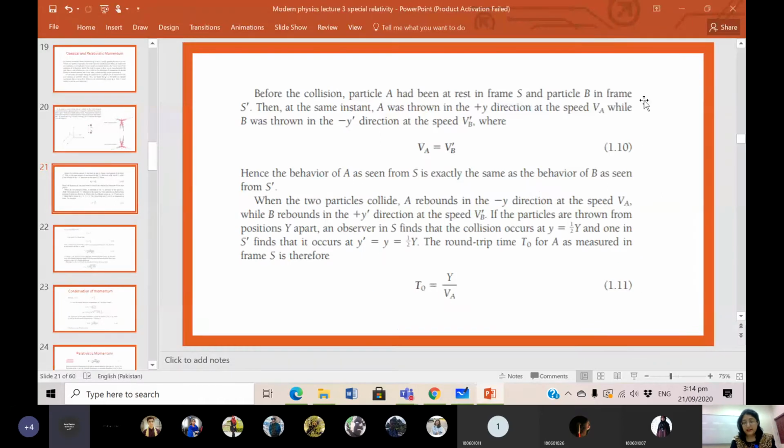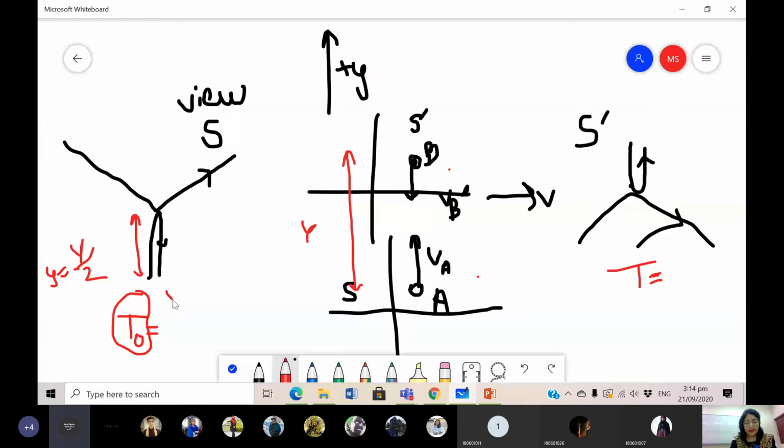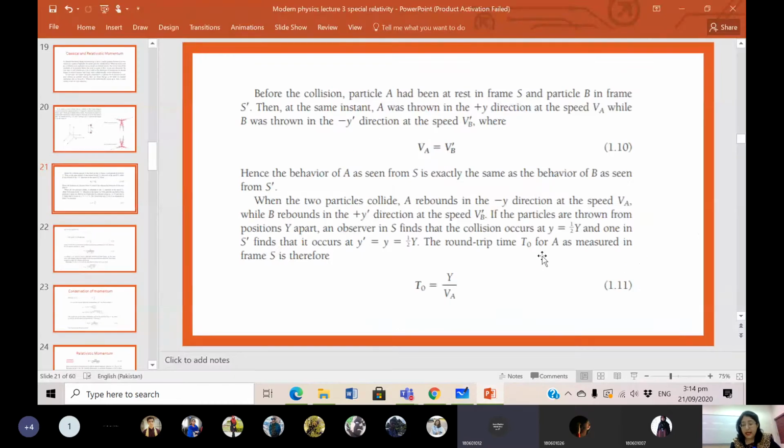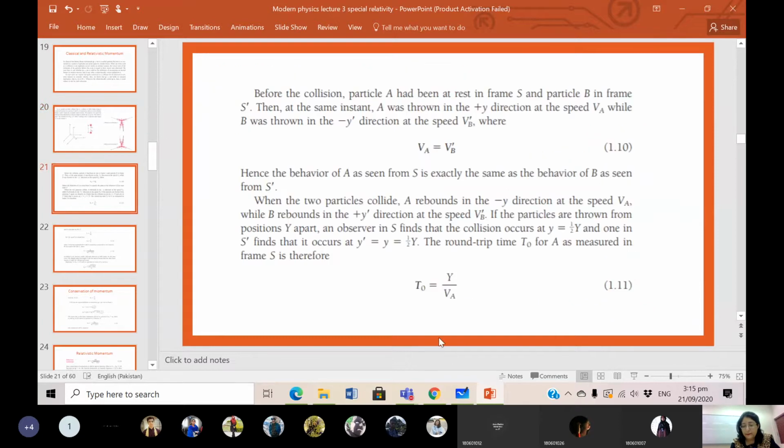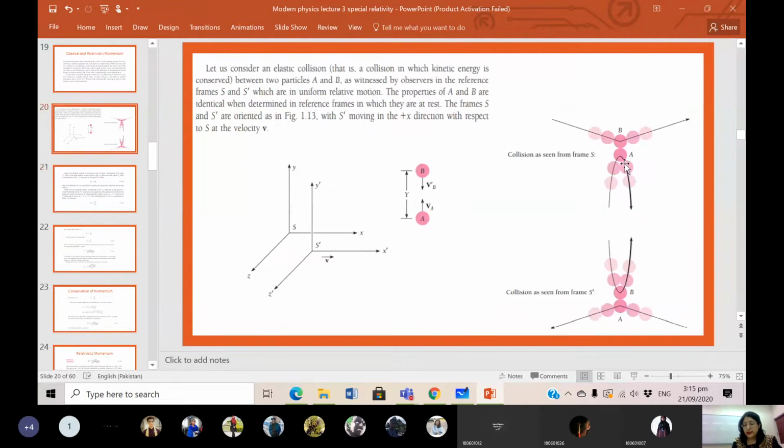So T0 is equal to y divided by VA. Excuse me, can you repeat that, the time dilation thing? Okay, let me just say that the round trip time for A as measured in frame S. As measured in frame S, what is the round trip time for A? This is y by 2 and this is y by 2. So the total time will be y divided by its velocity, y divided by VA. This is the time taken for A to move from here to here as seen from frame S.